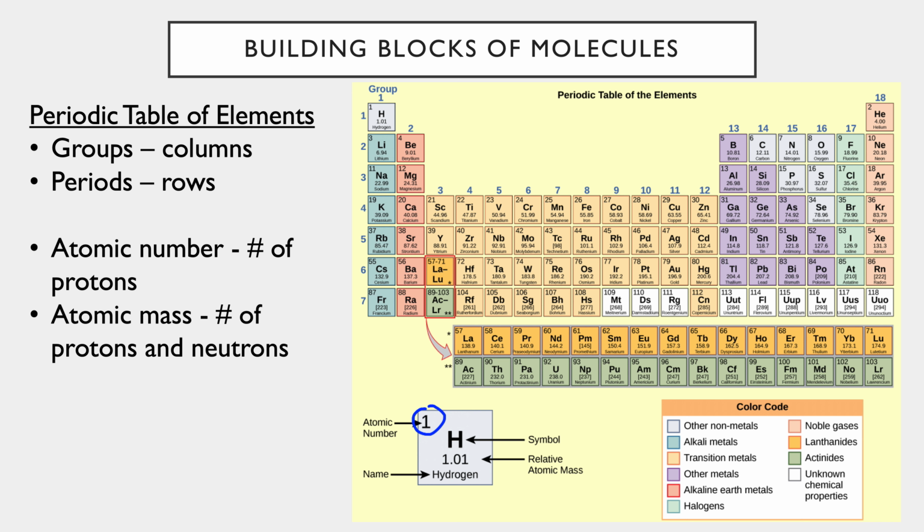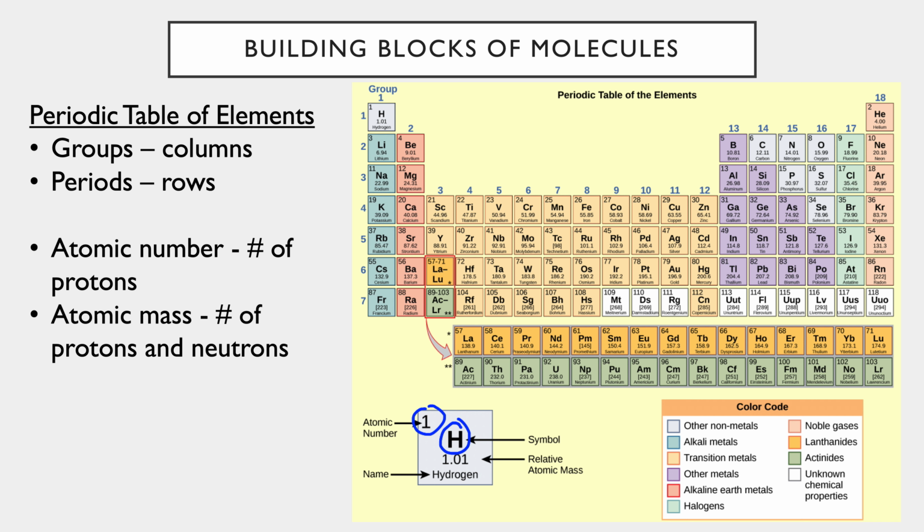The second piece of information is the symbol for the element. This is a 1 to 3 letter abbreviation for an element's name and is used in chemical formulas. Note that the first letter is capitalized, but any additional letters are always lowercase. In hydrogen's case, the symbol for hydrogen is H.